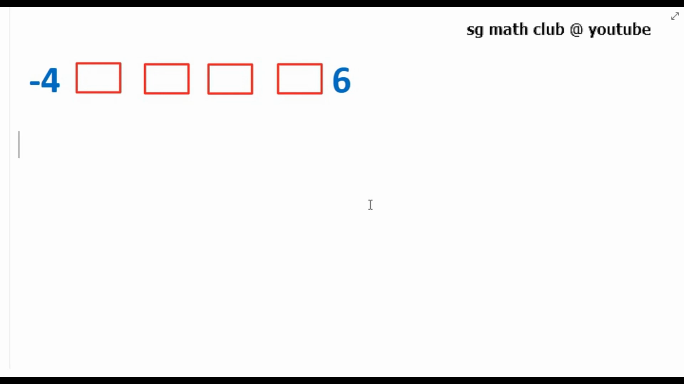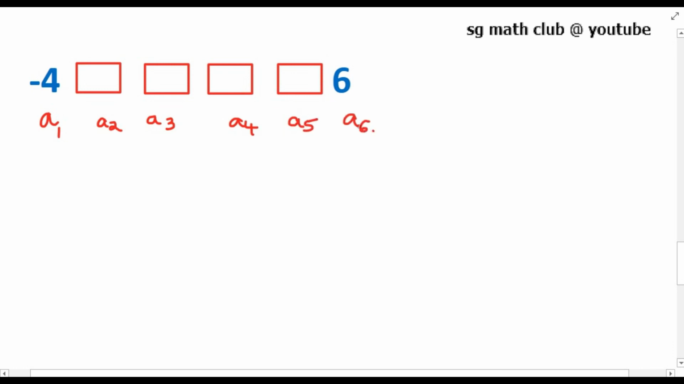So the next question: first term is given as minus 4, then a2 we don't know, a3 we don't know, a4 we don't know, a5 also we have to find. The last term, that is the sixth term, is given as 6. First term and the last term are given. In between, 4 terms we need to find. So first term is minus 4. There are a total of 6 terms, and the sixth term is 6.